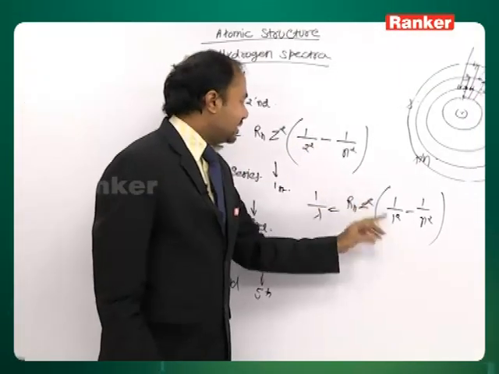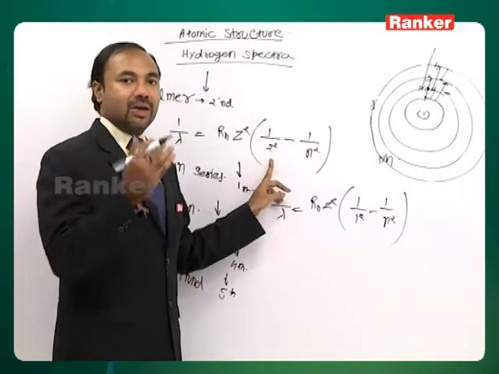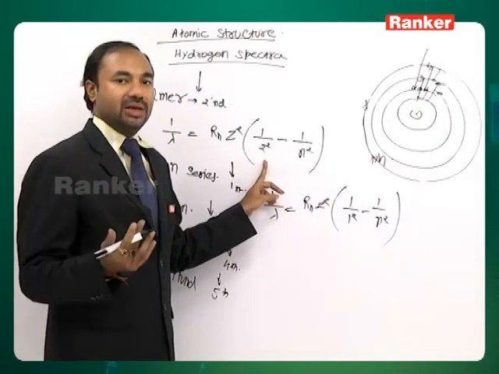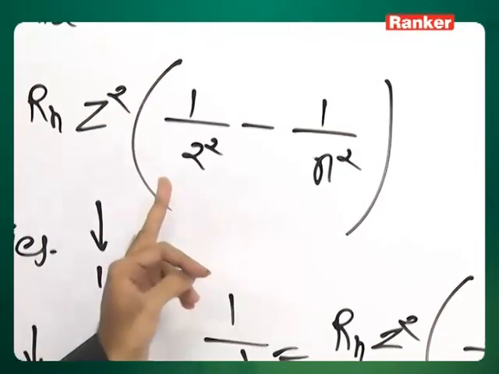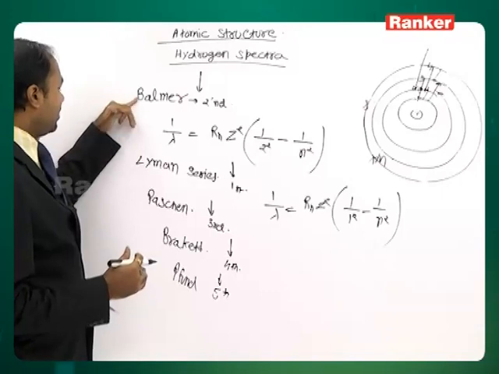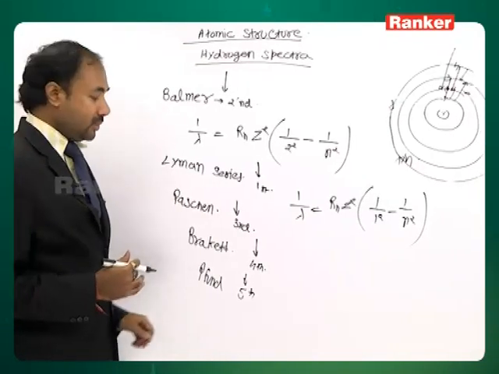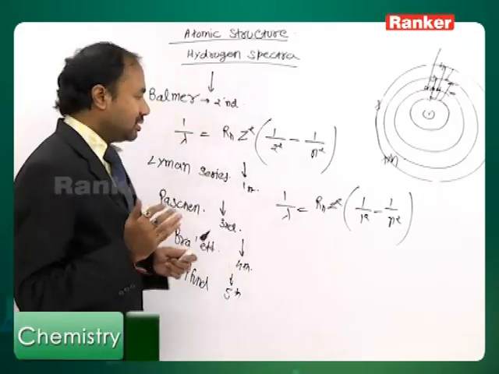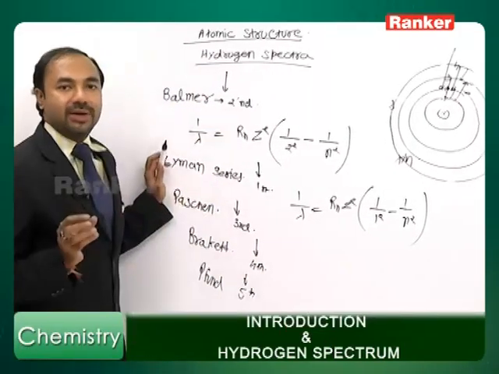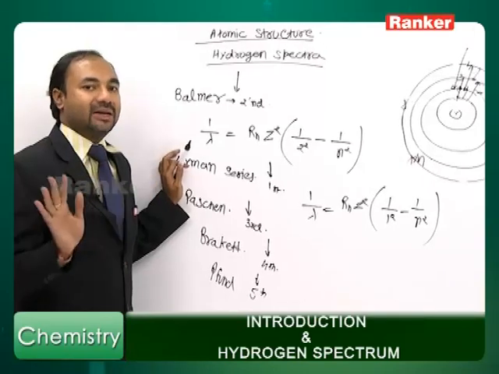Only difference is that the value of N1, which is the lower level, keeps on changing. The higher level obviously will be the same. From any higher level up to this level it comes. So we get Lyman, Balmer, Paschen, Brackett, Pfund. So this is the hydrogen spectrum. This was the spectrum which could be explained on the basis of Bohr's model perfectly.